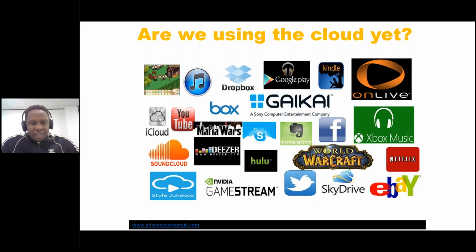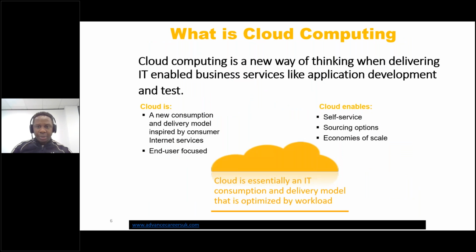So are we using the cloud yet? Let's look at some of the big companies that are using cloud, and probably you are using the cloud if you are unaware. You can see Dropbox. If you have Dropbox, it's a cloud. Google Drive is a cloud. YouTube, Netflix, eBay, Twitter, Facebook, Xbox, OnLive, Google Play, all of these applications are driven by cloud infrastructure. We're going to see how.